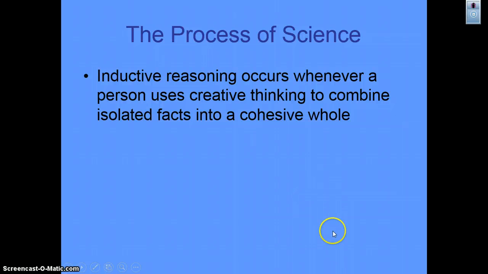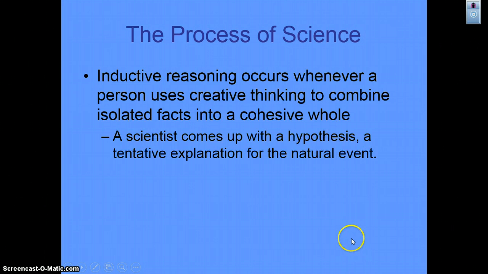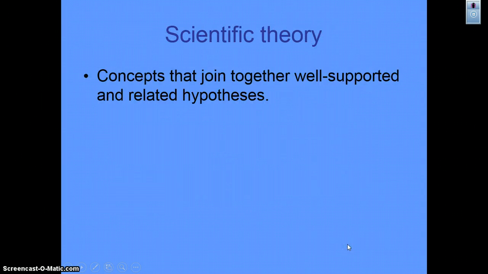All right, so in your geometry class, you've been talking about inductive and deductive reasoning and logic statements. So just by definition in science, inductive reasoning occurs when a person uses creative thinking to combine isolated facts and make them into a whole. So they come up with a hypothesis, which is going to be an explanation for the natural event, and determine how to test the hypothesis by using deductive reasoning, and that uses if-then logic.